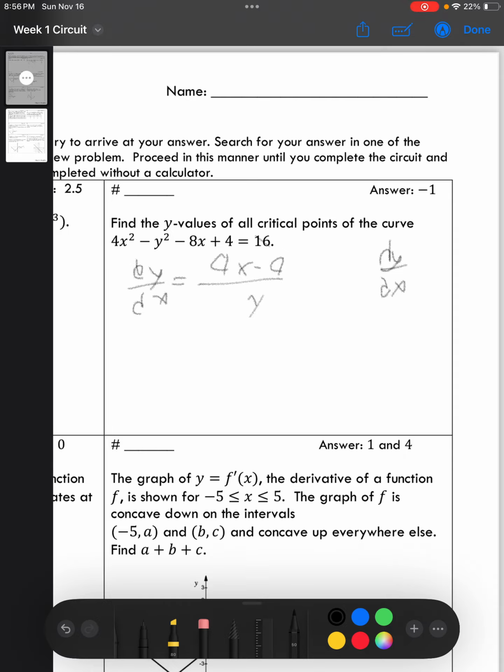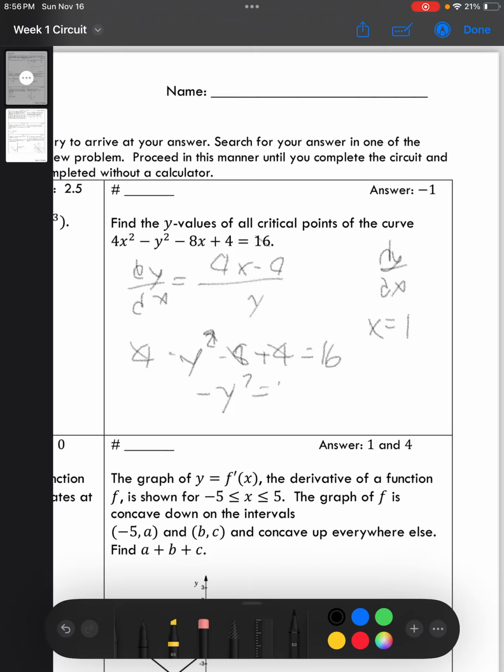So we need to find the critical points. We need to check. So x equals 1 is a critical point, right? And then you would plug that into the original equation. So 4 times 1 squared is 4, so minus y squared is y squared minus 8 plus 4 is equal to 16. So this.